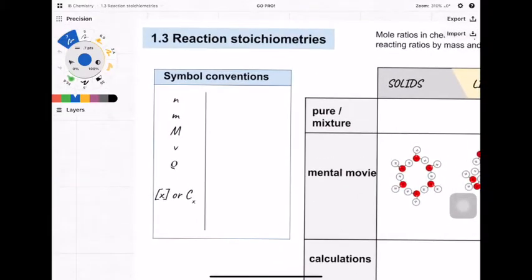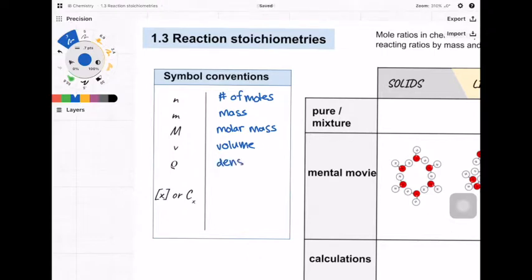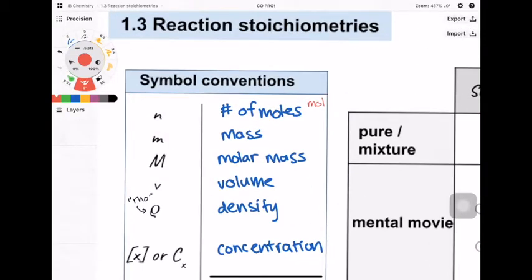Okay, so in this video we're going to take a look at some of the conversions you need to do between quantities in solids and pure liquids. The first four symbols you should be familiar with: moles, mass, molar mass, and volume. Rho is a Greek letter which is used to symbolize the density, and then we use C for concentration, or else we put square brackets around the chemical to indicate its concentration.